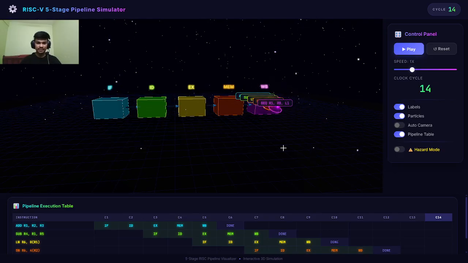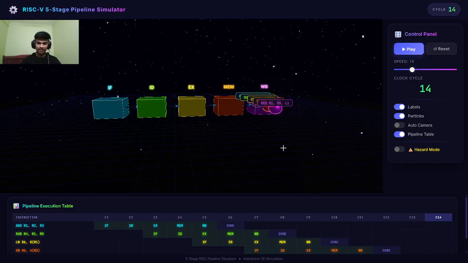First is ADD, which stands for addition. It adds values of registers and stores the result. The next one is SUB, that is for subtraction. It will subtract the values. The third one is LW, load word, which reads data from memory. And the last one is SW, store word, which writes data to memory.